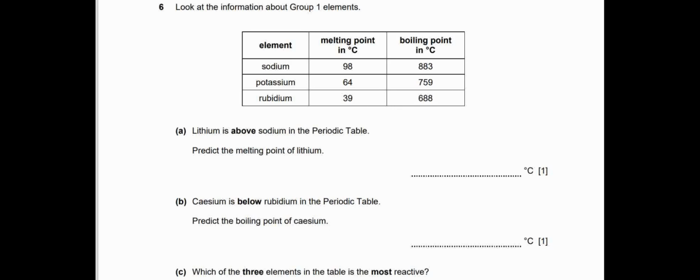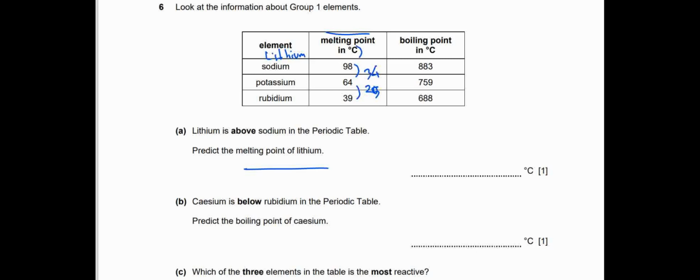We can predict here lithium is above sodium, and the melting point will be here. So if you see the pattern, this is around 40 to 60, so around 20, 20, 25, and it's around 434, so this must be a bit higher.